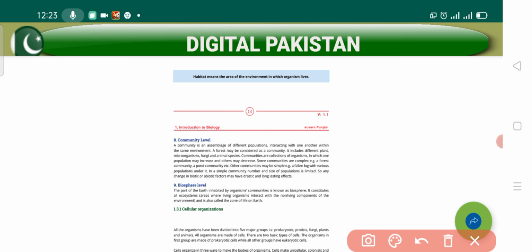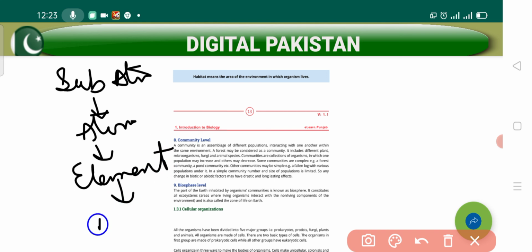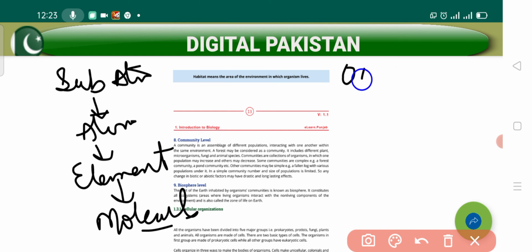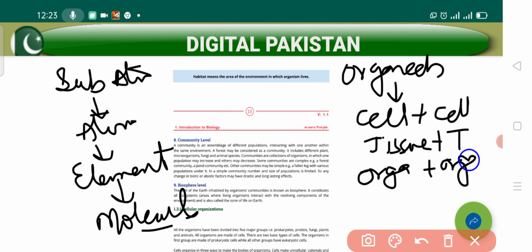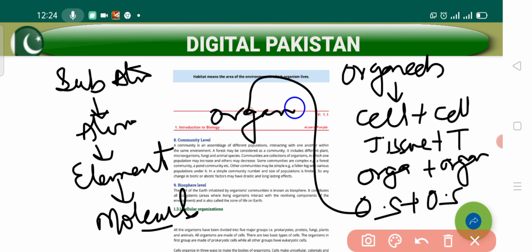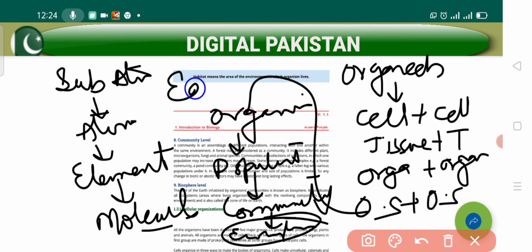So in that whole topic, what we have learned is that subatomic particles together make the atom, together making the elements, together making the molecules, together making the organelles, together making a cell, together making a tissue, together making the organ, together making an organ system, together making an organism. Organisms together make a population. Population together makes a community. Community together makes the ecosystem. And ecosystems together make our earth, or biosphere.